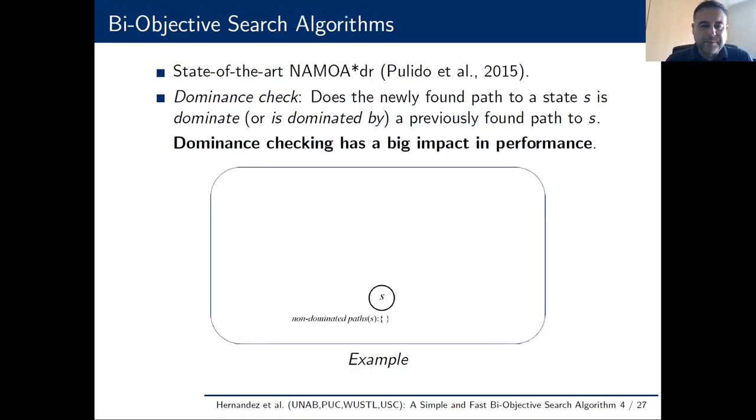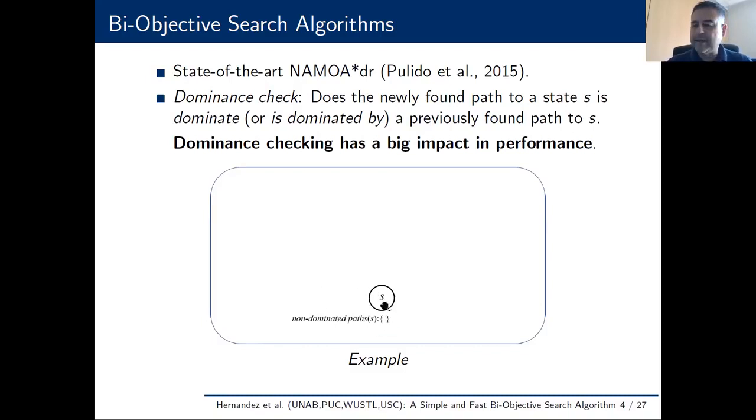Biobjective search algorithms do a dominance checking process. This process has a very big impact on performance, and all the algorithms do a similar process, including NAMOA*dr, which is one of the state of the art. How does the dominance checking work in biobjective search algorithms?